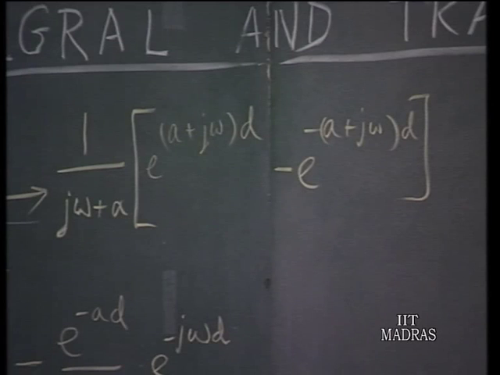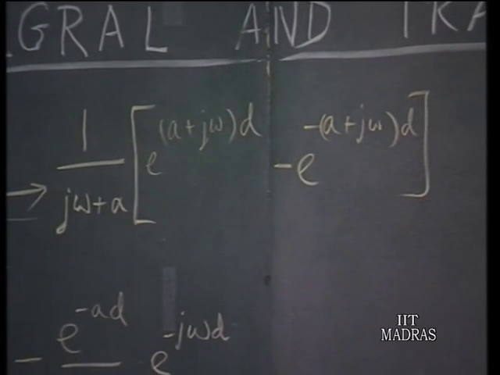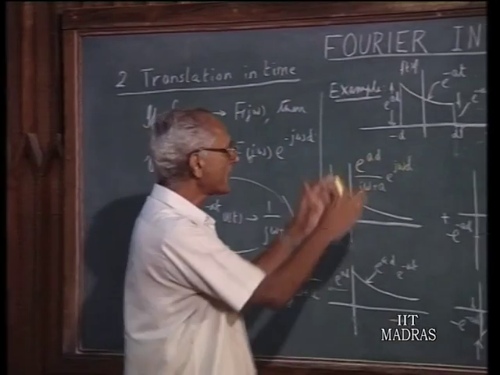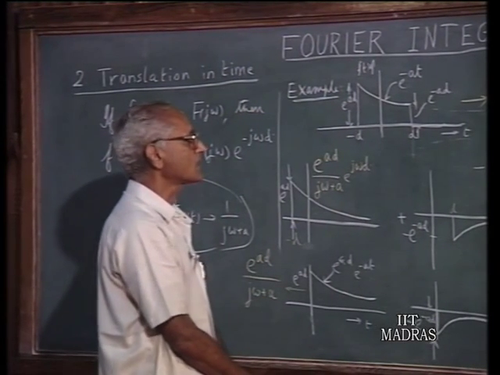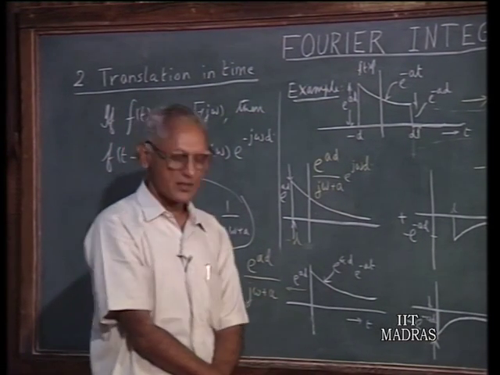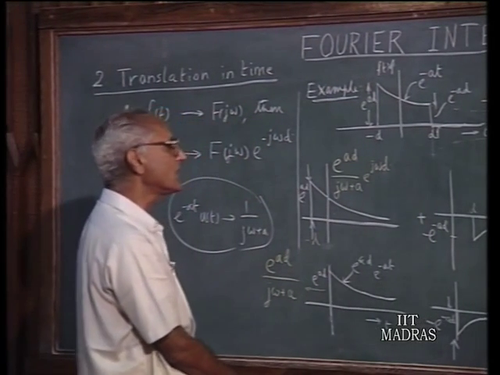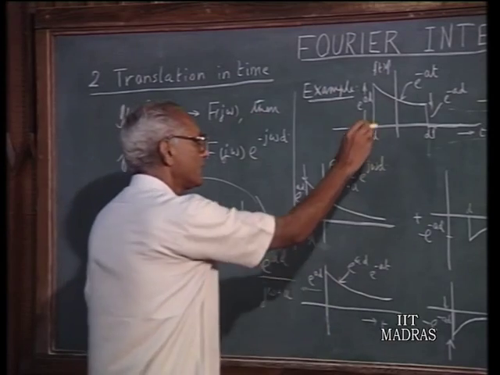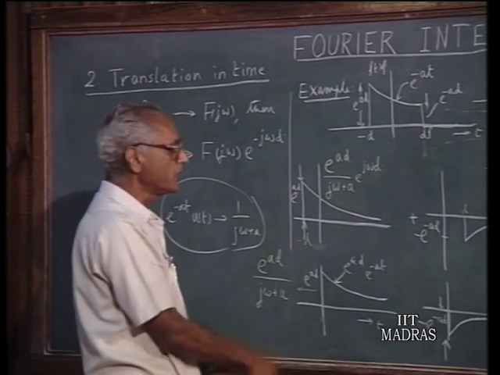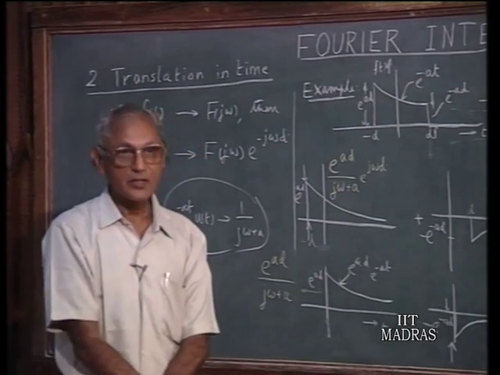So, this example shows us that if we recognize a function as composed of a linear combination of functions whose Fourier transforms we already know, we can intelligently get the Fourier transform of this without having to do the integration starting from scratch.